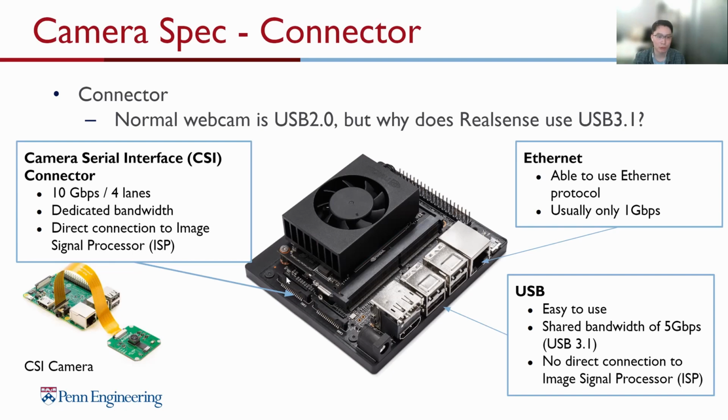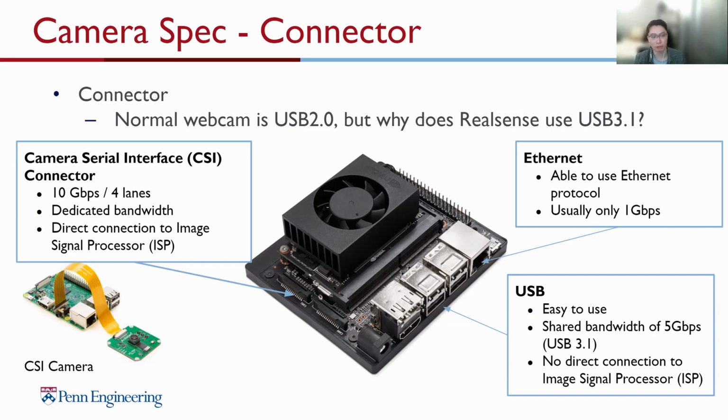Then you can see, look here, this is called a CSI connector. It's 10 Gbps per 4 lanes. So usually one of them is 4 lanes. It's dedicated bandwidth. So for each camera, it's not interfering with another camera or other components that are connected to the CPU. And it usually has a direct connection to the image signal processor.